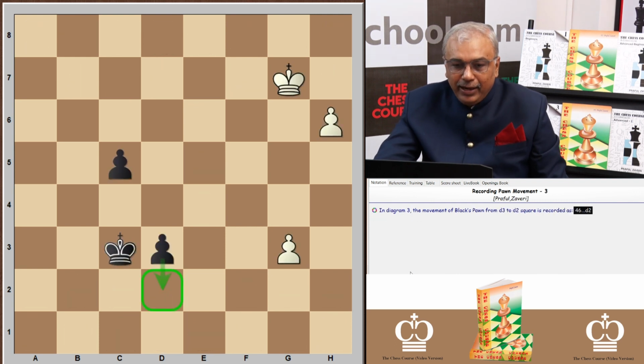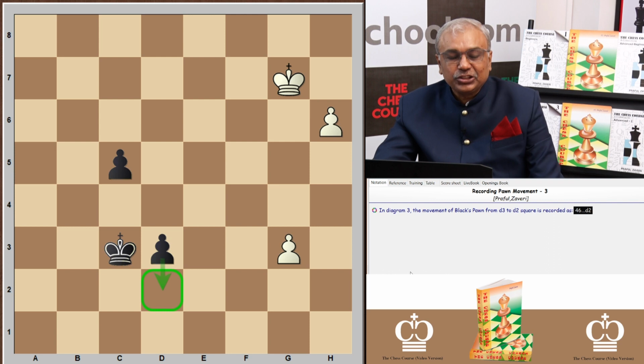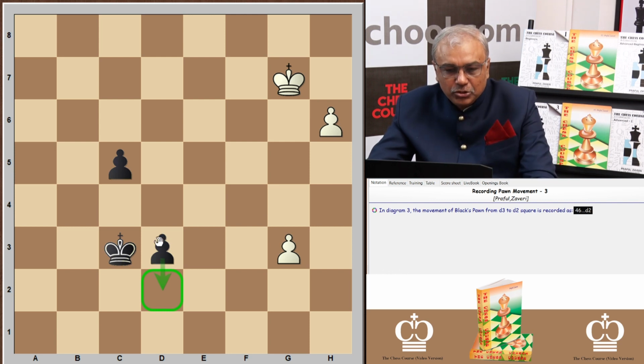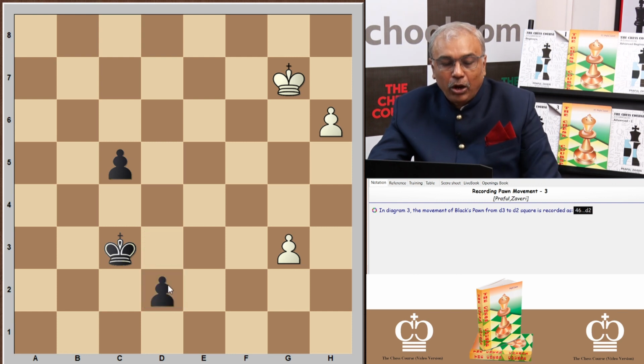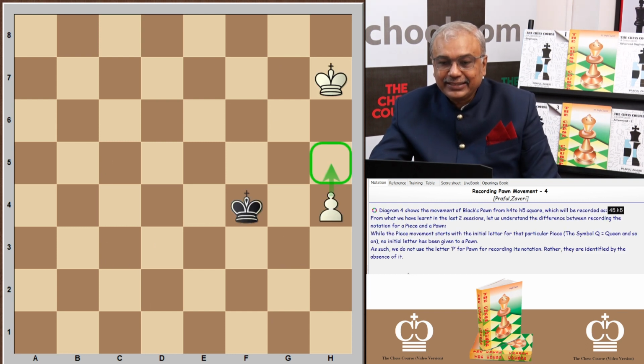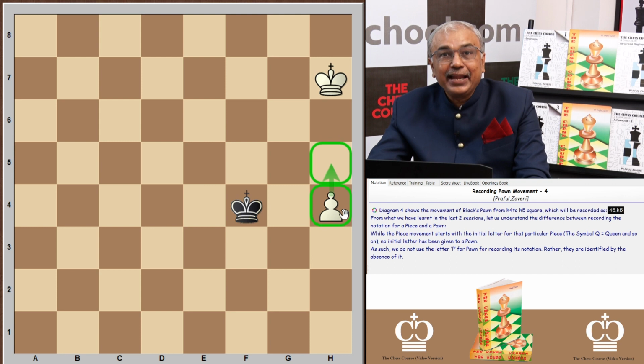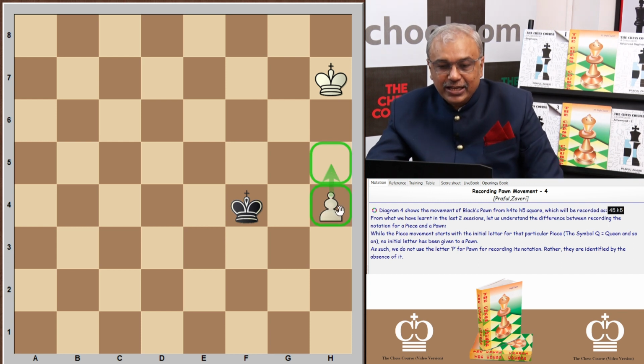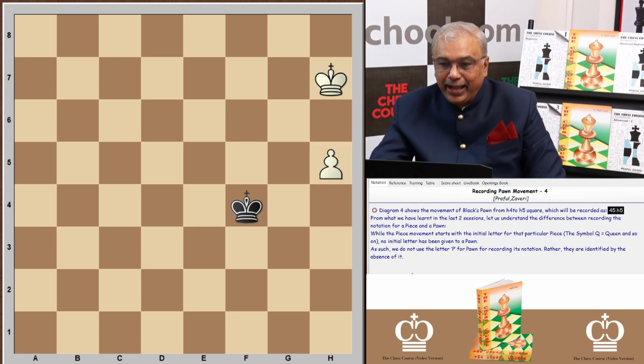Our next example, number 3, and here it's the turn of black, and he decides to push his pawn which is on d3 to d2. The recording is d2. And finally, the last example, here it's the turn of white. He desires to move his pawn which is standing on the h4 square to h5, one square forward. Then it means that we just write here h5.